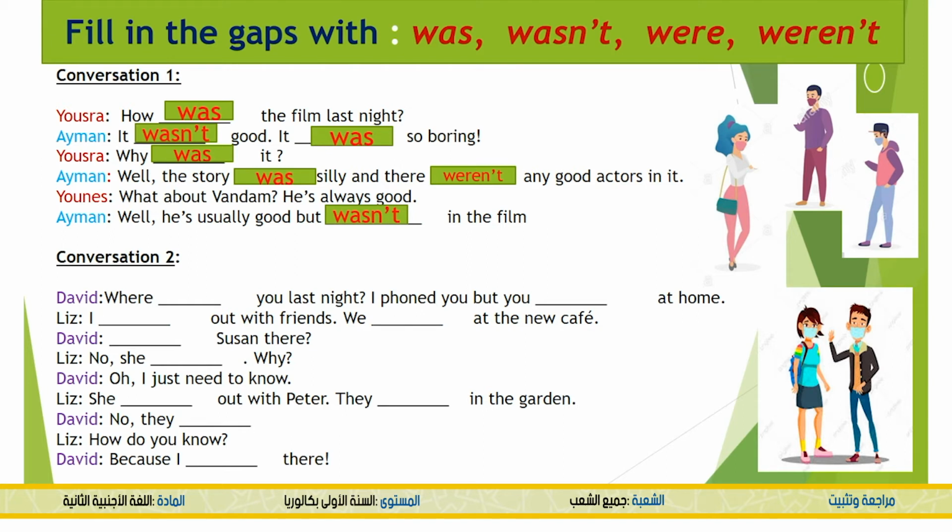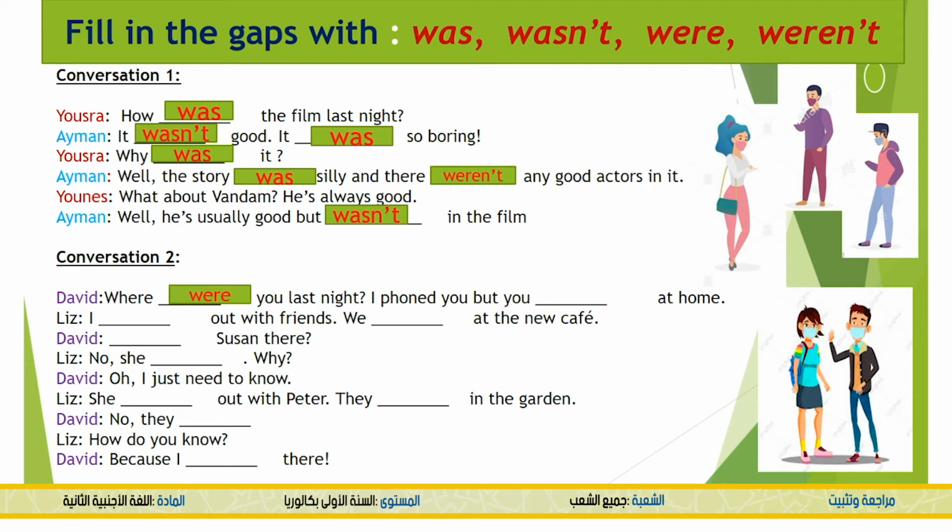Where you last night? I found you, but you at home. I out with friends. We at the new cafe. Susan there? No. She. Why? Oh, I just need to know. She out with Peter. They in the garden. No, they. How do you know? Because I there.